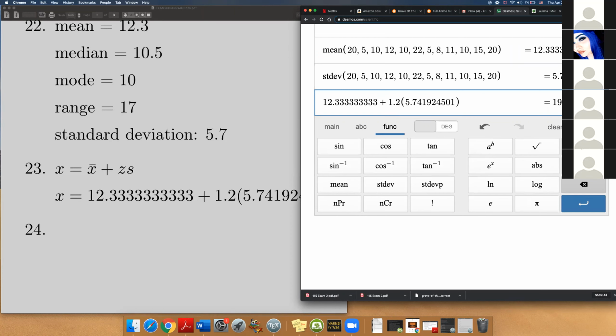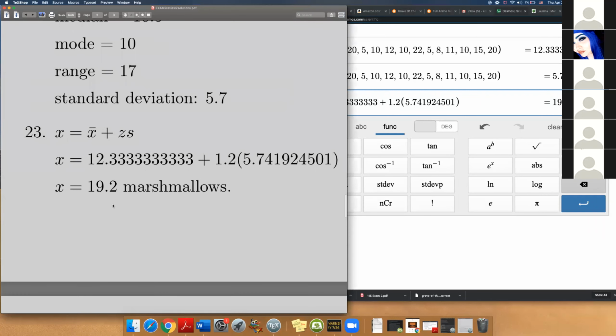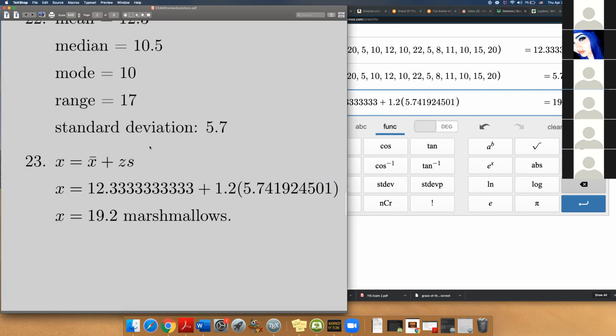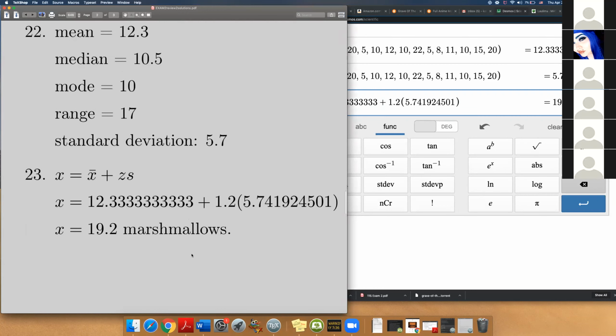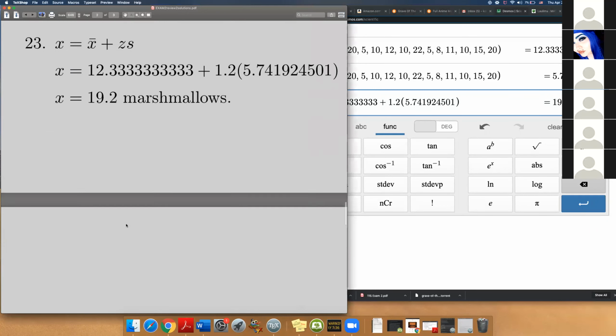And I should get 19.2, blah, blah, blah. But again, just round to wherever they tell you. Right now, we're just rounding to the first decimal, so 19.2 marshmallows. So this is someone that can fit an unusual amount of marshmallows into their face. 19.2, that's a lot.